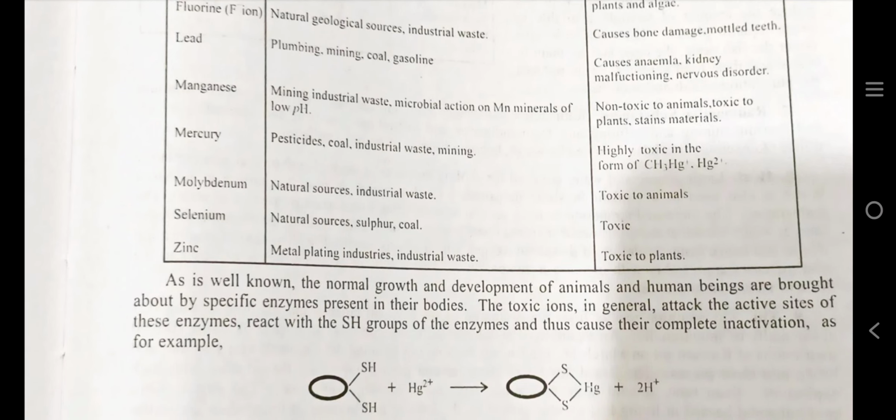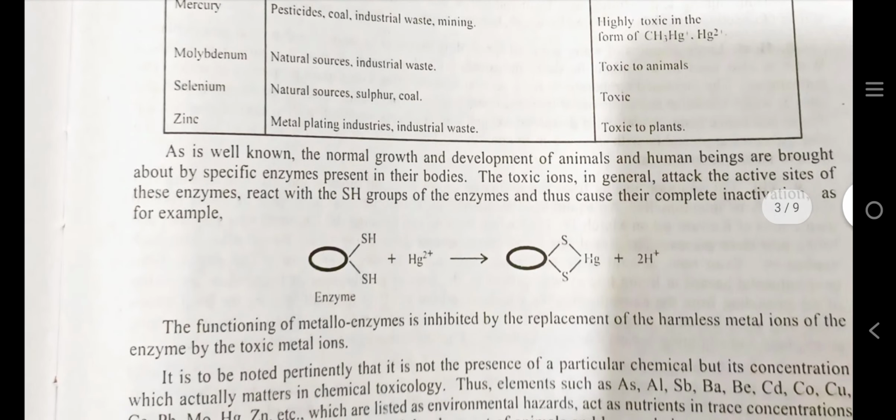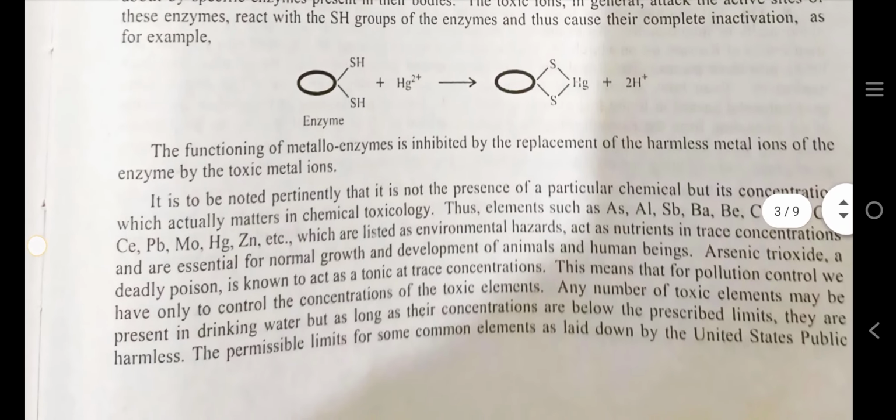As is well known, the normal growth and development of animals and human beings are brought about by specific enzymes present in their bodies. The toxic ions in general attack the active sites of these enzymes, react with the SH groups of the enzymes, and this causes their complete inactivation. For example, the functioning of metalloenzymes is inhibited by the replacement of the harmless metal ions of the enzyme by the toxic metal ions.